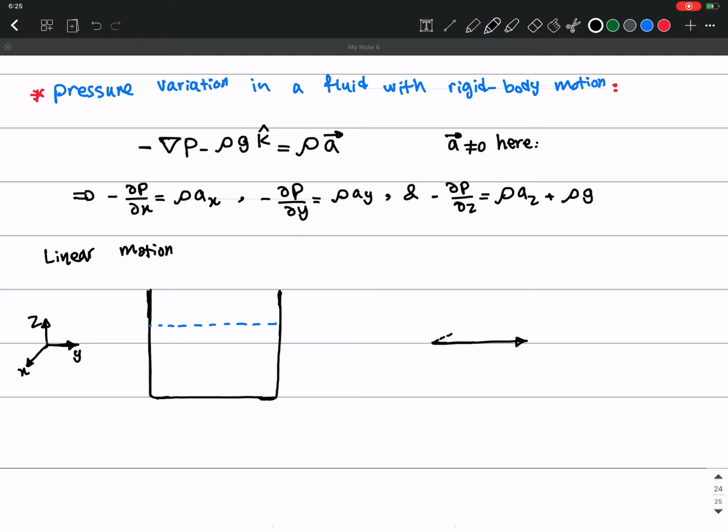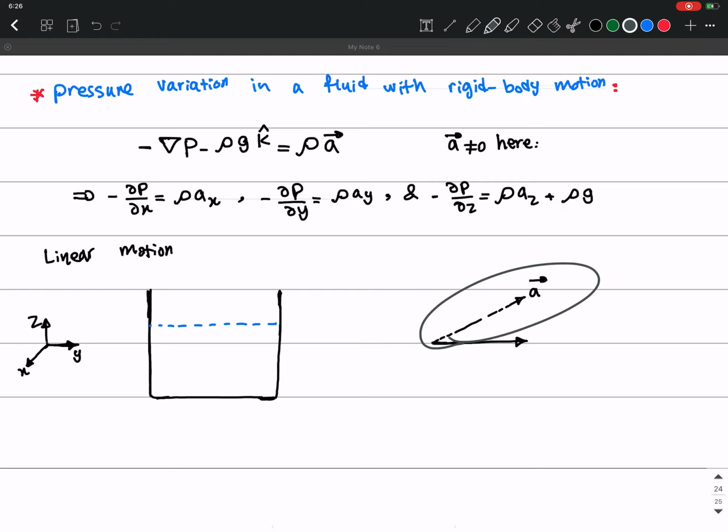I have a vector a. I take this object, the whole tank of water, and move it this way. I give an acceleration this way. I want to see what's going to be the shape of the interface of the water in this situation, and also the pressure gradient in my system. Again, I have this tank of water, I apply a force, and I move it in this direction with this acceleration. I want to see the behavior of this object.